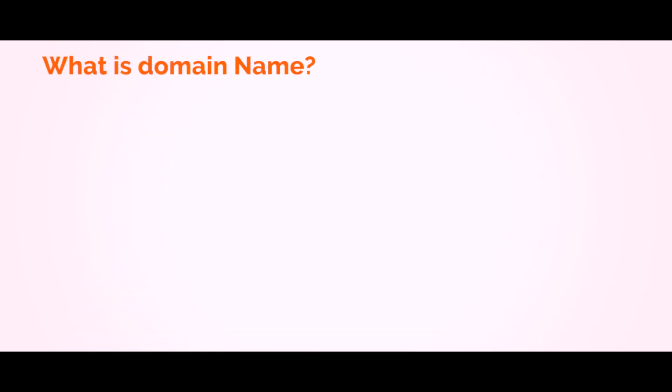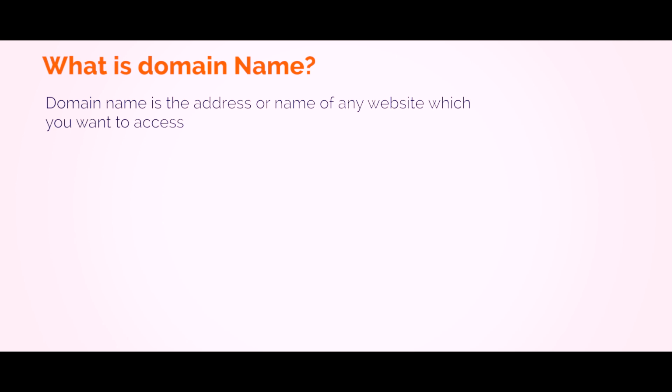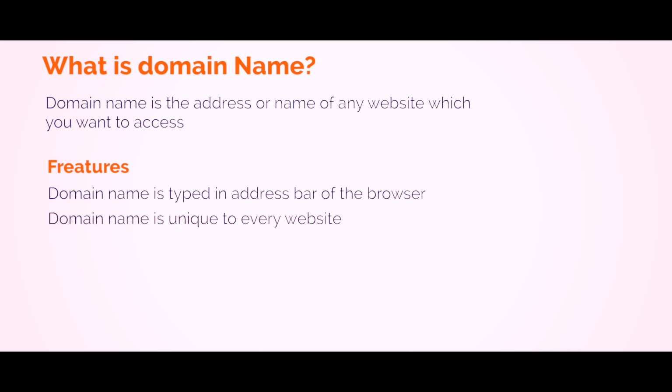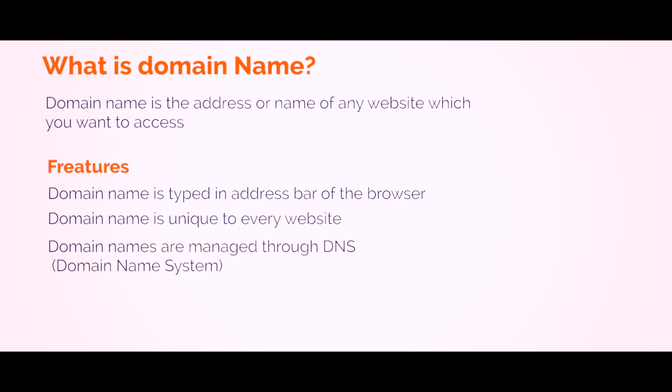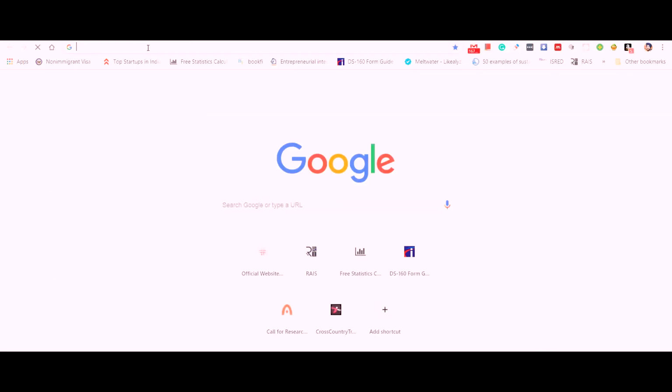What is a domain name? In simple words, domain name is the address or the name of any website which you want to access. There are few unique features of domain name, like it is typed in the address bar of the browser to access the website. The domain name is unique to every website. That means there cannot be two websites on a single domain name. And lastly, domain names are managed through DNS to avoid the duplicacy of domain names.